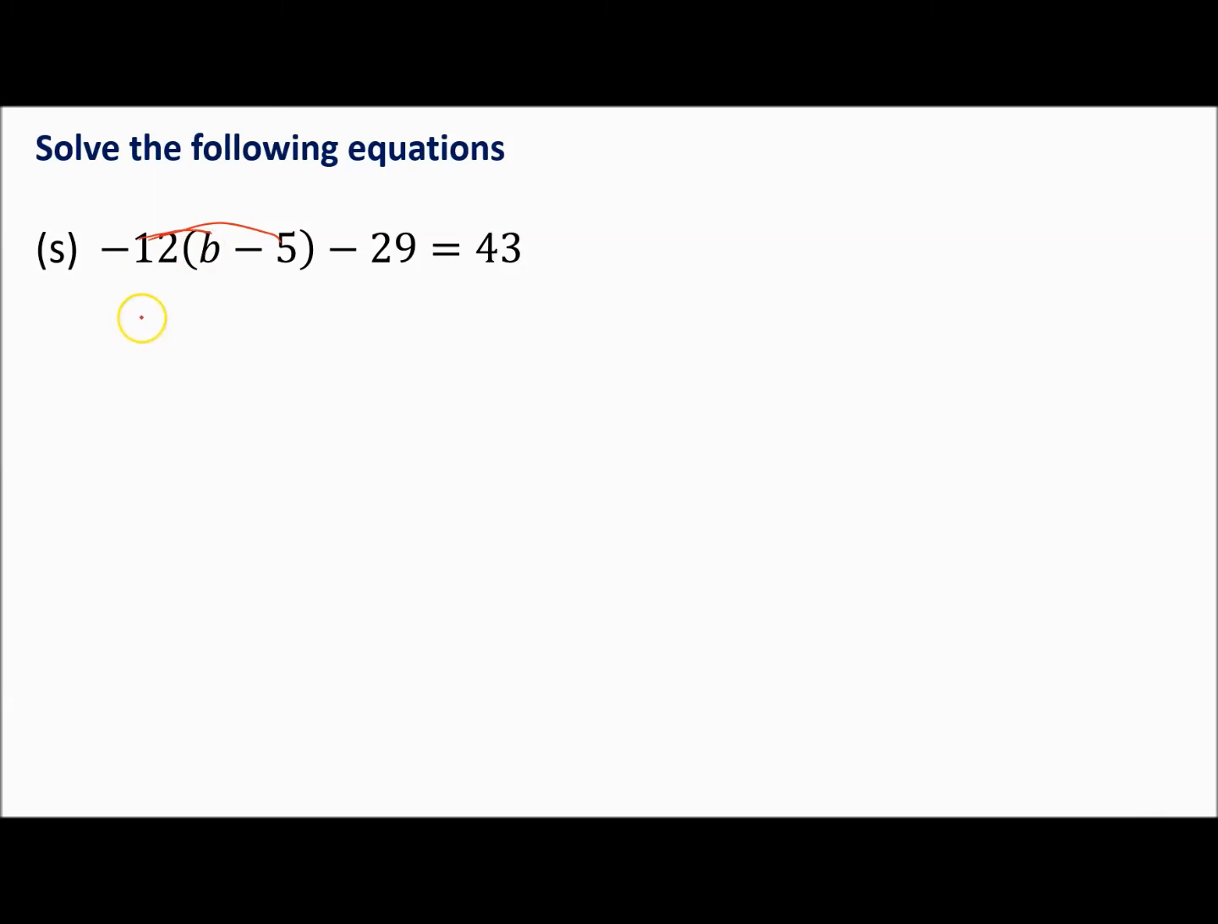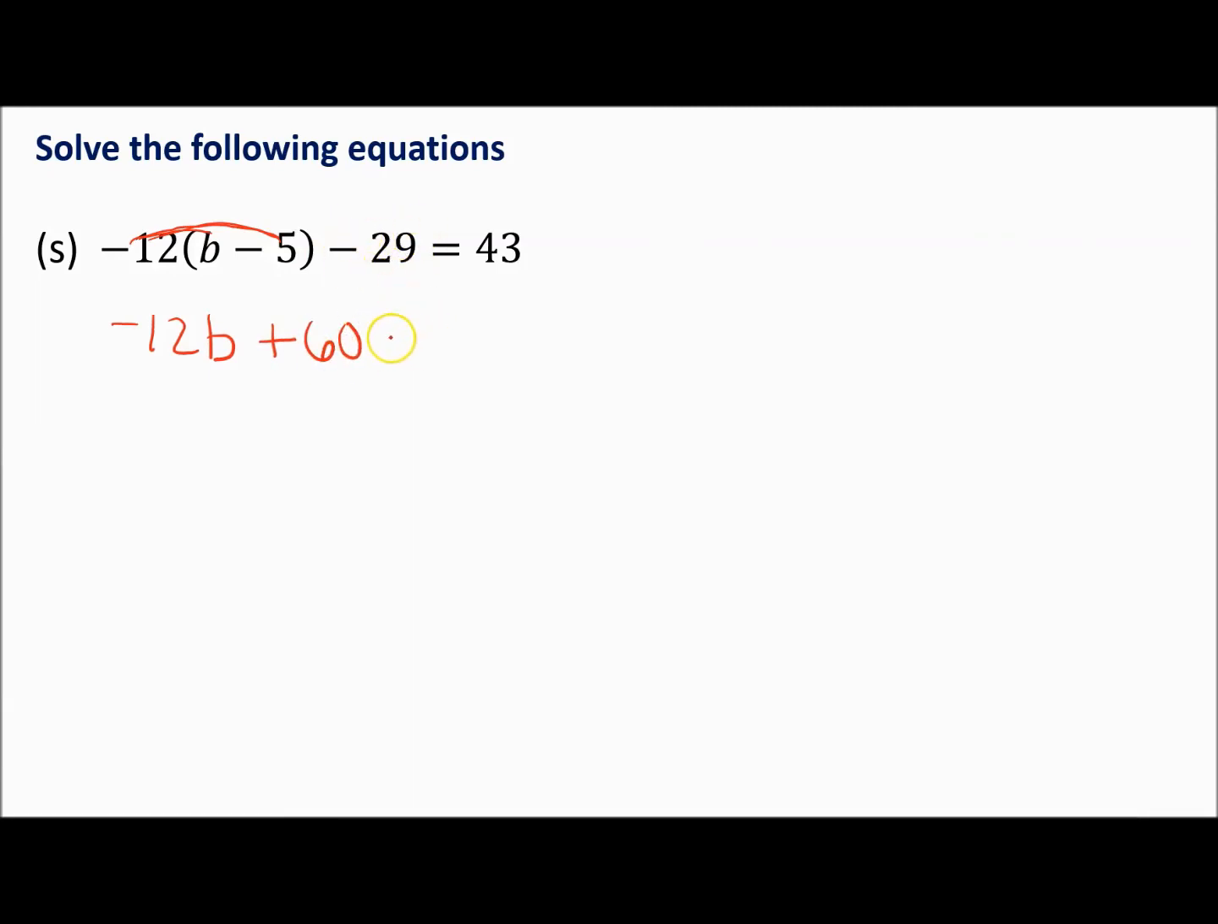Negative 12 times b is negative 12b, right? Now here's where things get sticky. I know this takes practice. Think about this as negative 12 times negative 5. I know that's a minus 5, but if you take the negative with the 5, it's like saying plus a negative 5, and that's easier to work with, I promise. So think about this as negative 12 times negative 5, which is a positive, so I put plus 60.